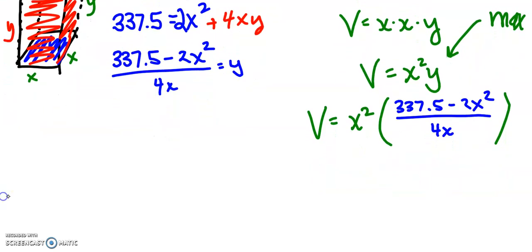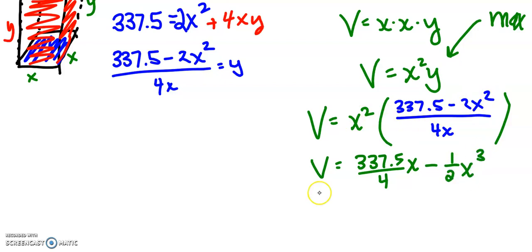And I'm going to do a little bit of cleanup work before I go to take the derivative, just so I don't have to do a product and quotient rule. So when I multiply this out, I'm going to end up with 337.5 over 4, and I still had an x, minus, this is going to end up being 1/2, because the 2 and the 4. This would have just been x, but then times x squared is going to end up being 1/2 x cubed. So taking the derivative, I end up with just this coefficient, 337.5 over 4 minus 3/2 x squared.